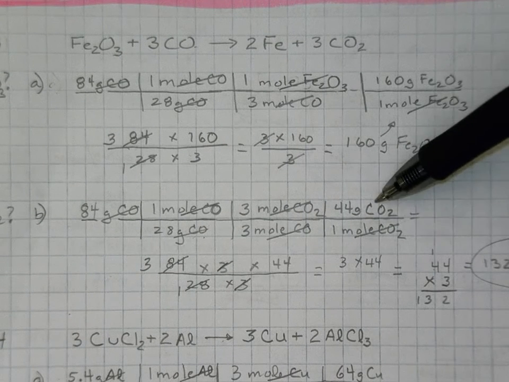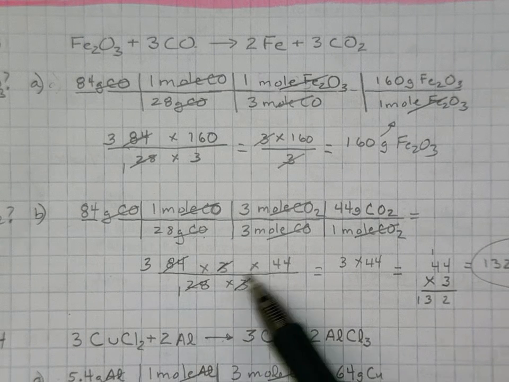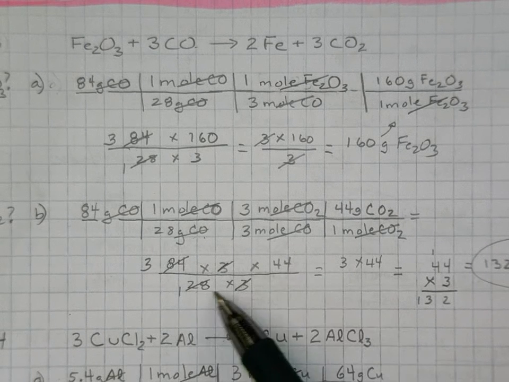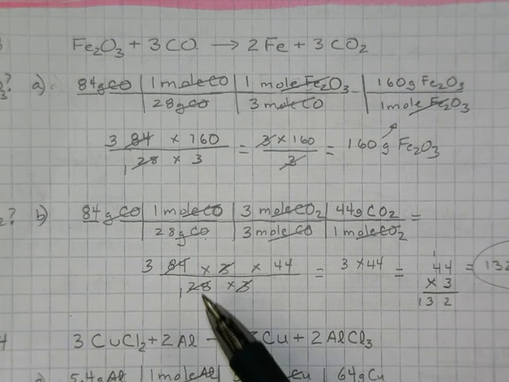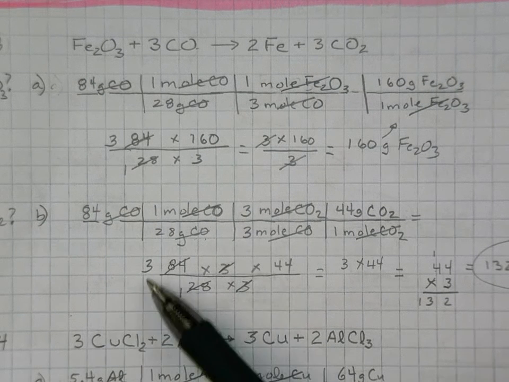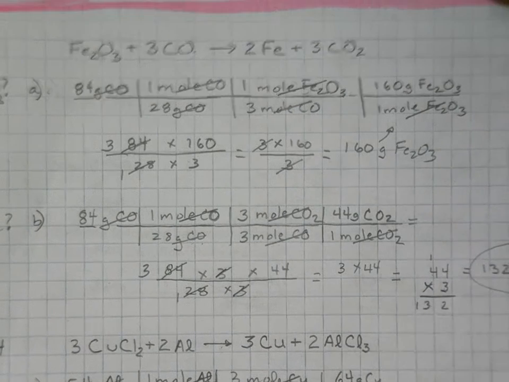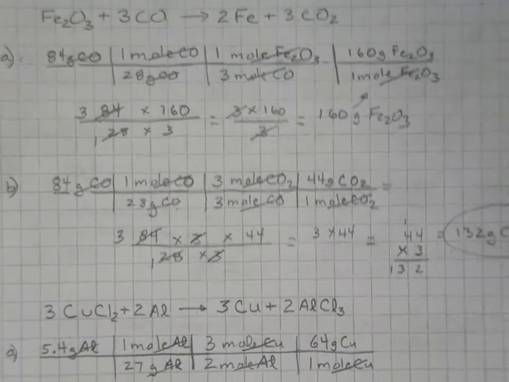And then our conversion is 44. So we end up with 84 times 3 times 44 divided by 28 times 3. We can cancel these out as shown here. And after we get it all canceled, we get 3 times 44, which is 132 grams of CO2.